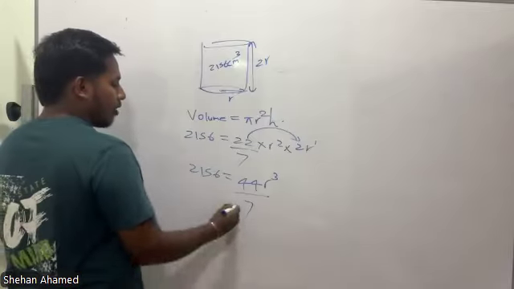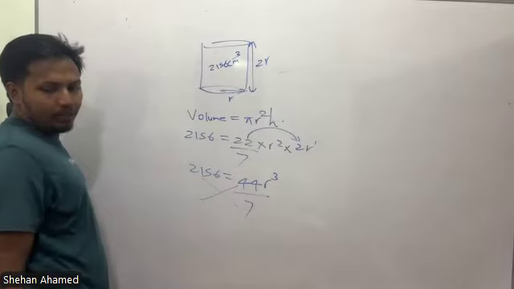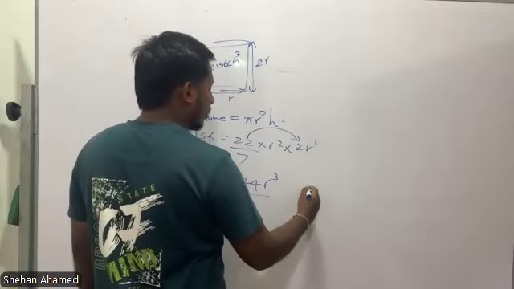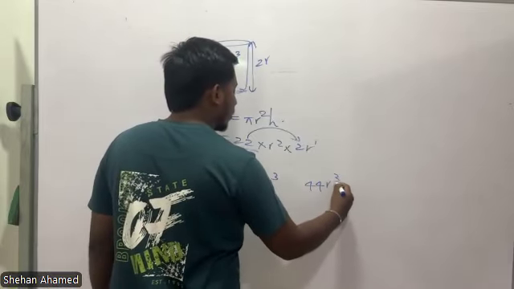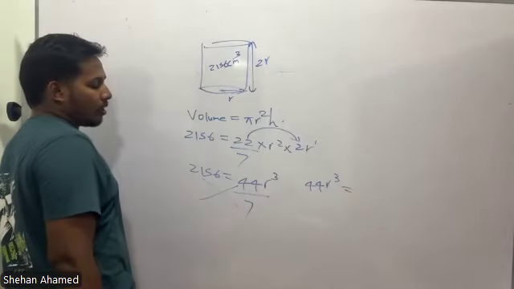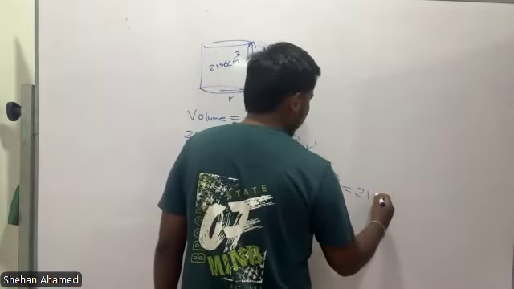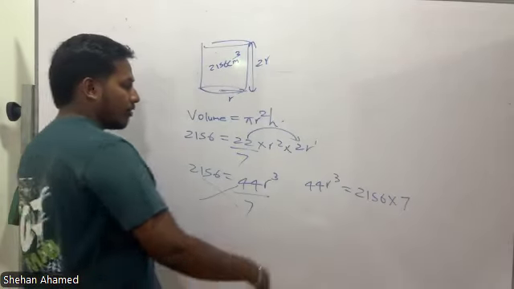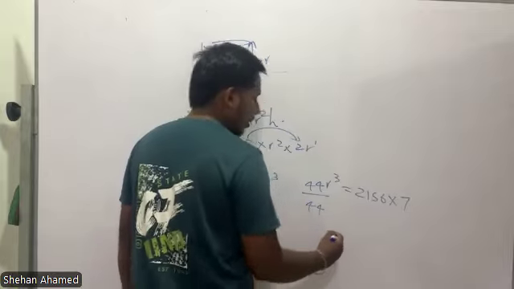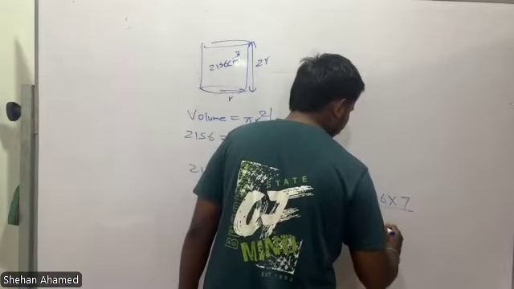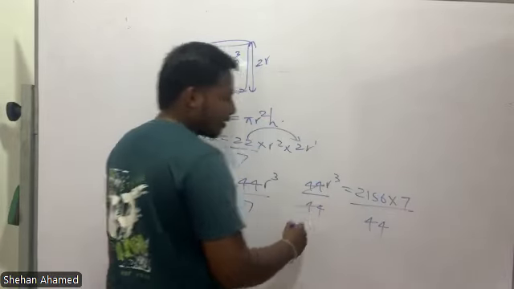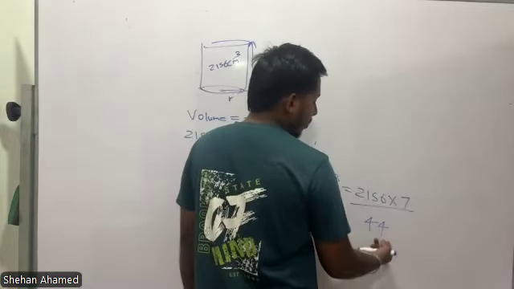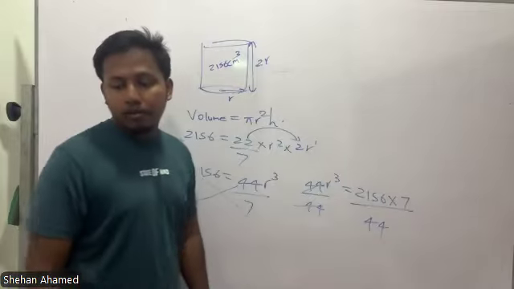Every time there is an equal sign, cross multiply. So 44 r to the power 3 equals 2156 multiplied by 7, divide by 44. 44 cancel. And 2156 divided by 44, right?